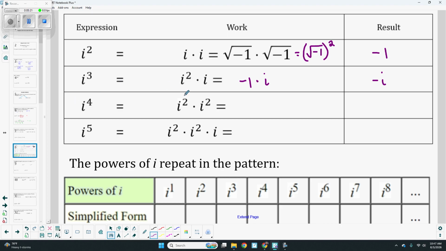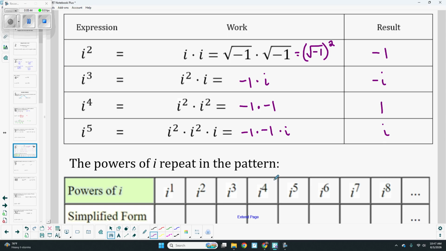For i to the fourth, that's really i squared times i squared. And i squared was -1 times another -1. Negative times negative is a +1. And i to the fifth, right? i to the fourth times i would be +1 times i. So that's +1i.